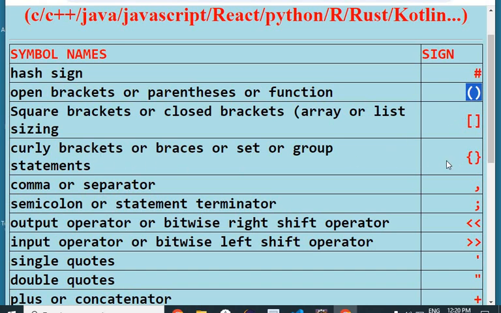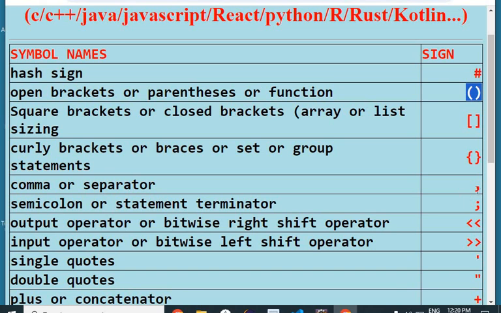Curly brackets are used in defining group statements. Curly brackets, braces or sets. When you are defining your group of elements in a set, you can use this for creating your sets. And this can also be used in your dictionary, but there you will have to use key value pairs. Then only that will become a dictionary. Otherwise, that will become your set. Sorry.